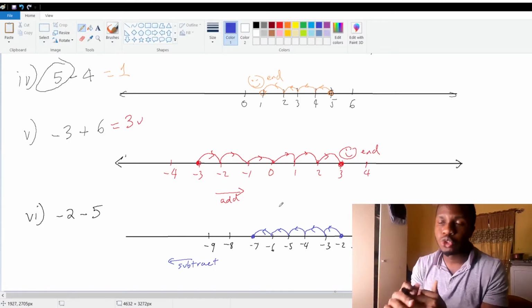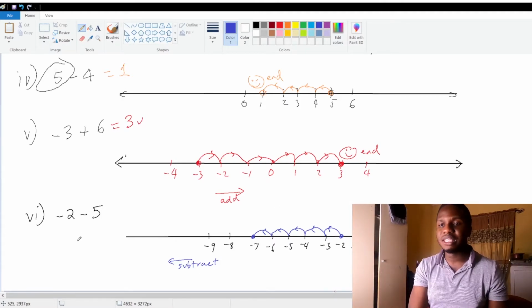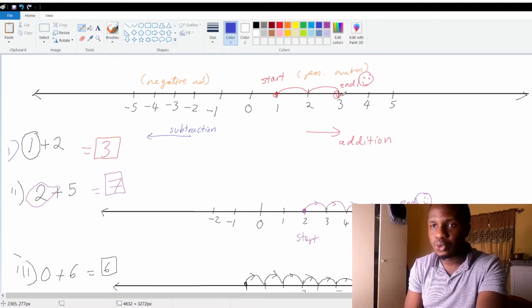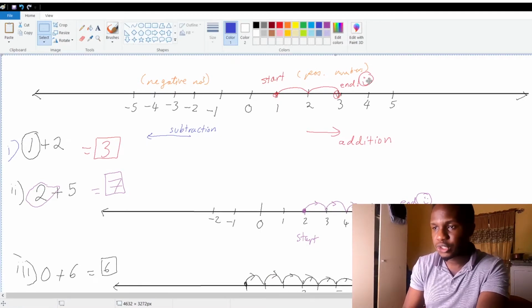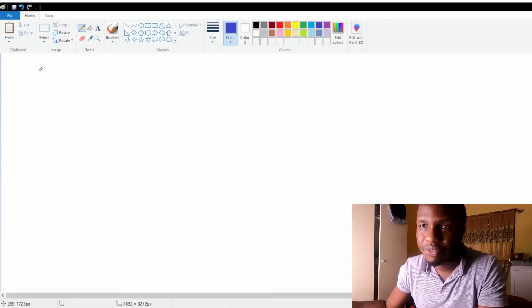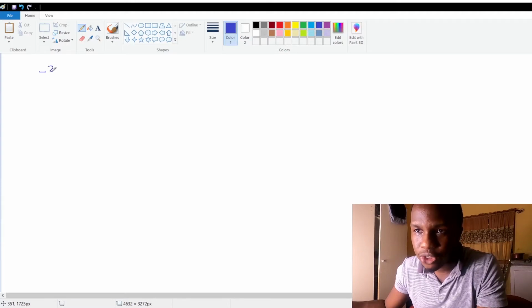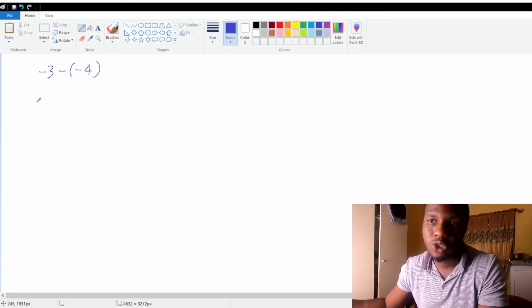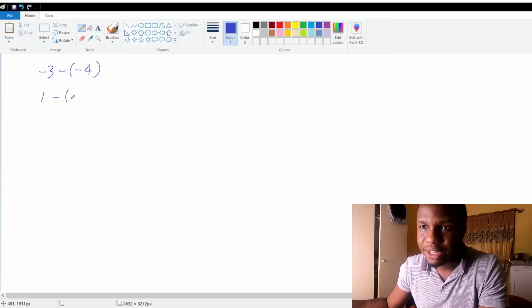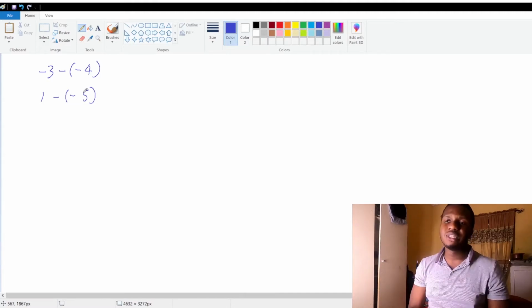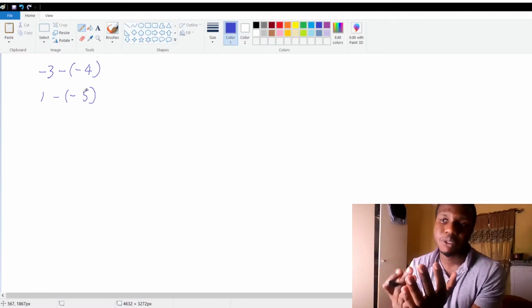So I'm going to introduce a new concept. What if they gave you something like this? What if they gave you, let me undo my screen. Let me remove all the things on my screen. And what if they gave you something like this? If they had given you, say, -3 minus -4, or something like 1 minus -5, okay? So you see this a lot in math. This is a very special example.